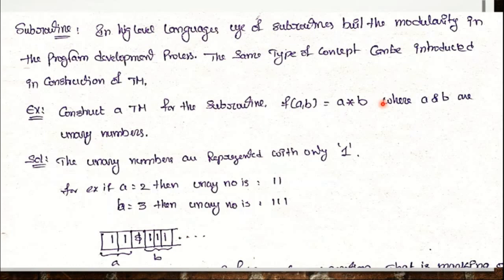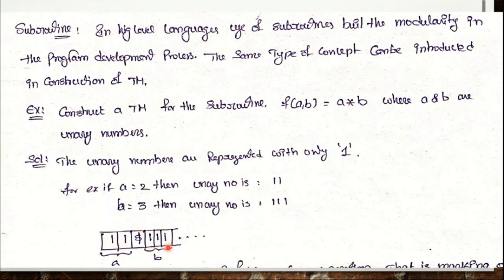Now to implement this particular subroutine, we can assume some value for a and some value for b. These values are decimal values, but we represent them inside the input tape as unary numbers. For example, a equal to 2 and b equal to 3, then their unary representation is 2 ones and 3 ones. These values can be stored in the input tape in this manner: 2 ones and 3 ones.